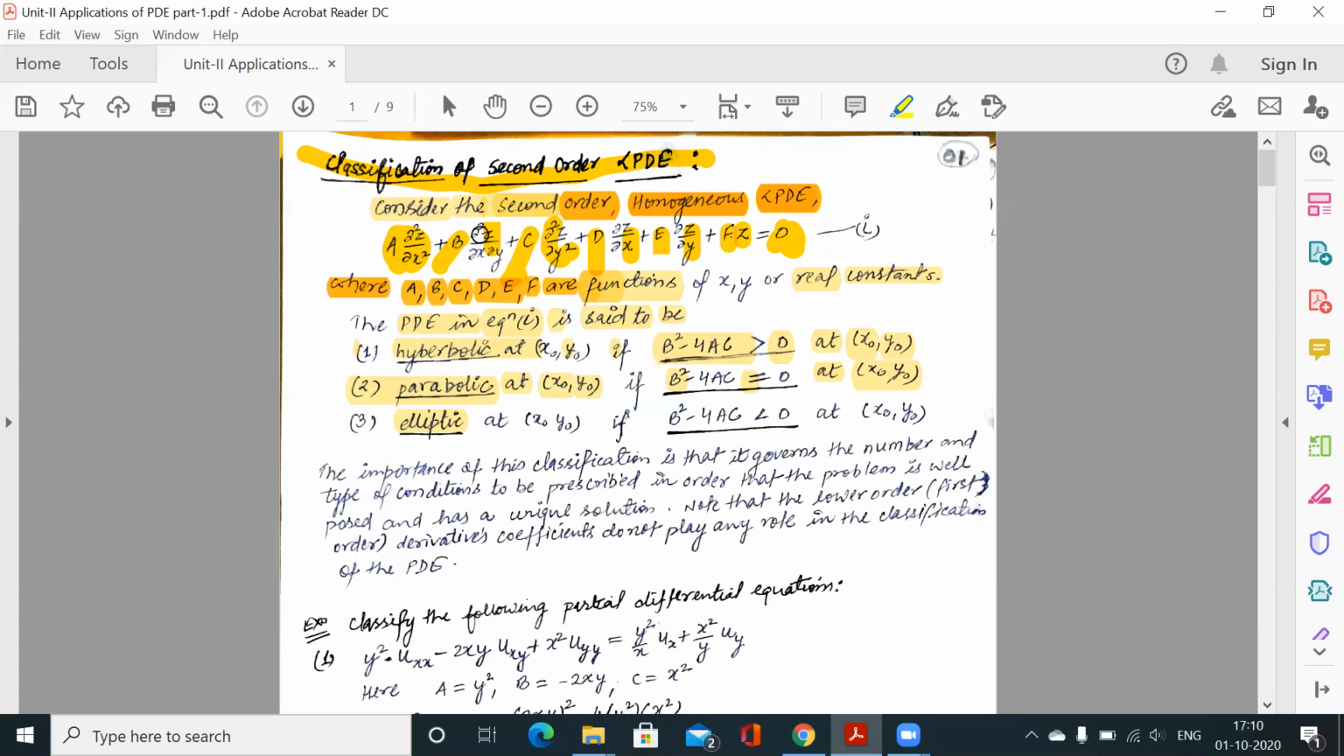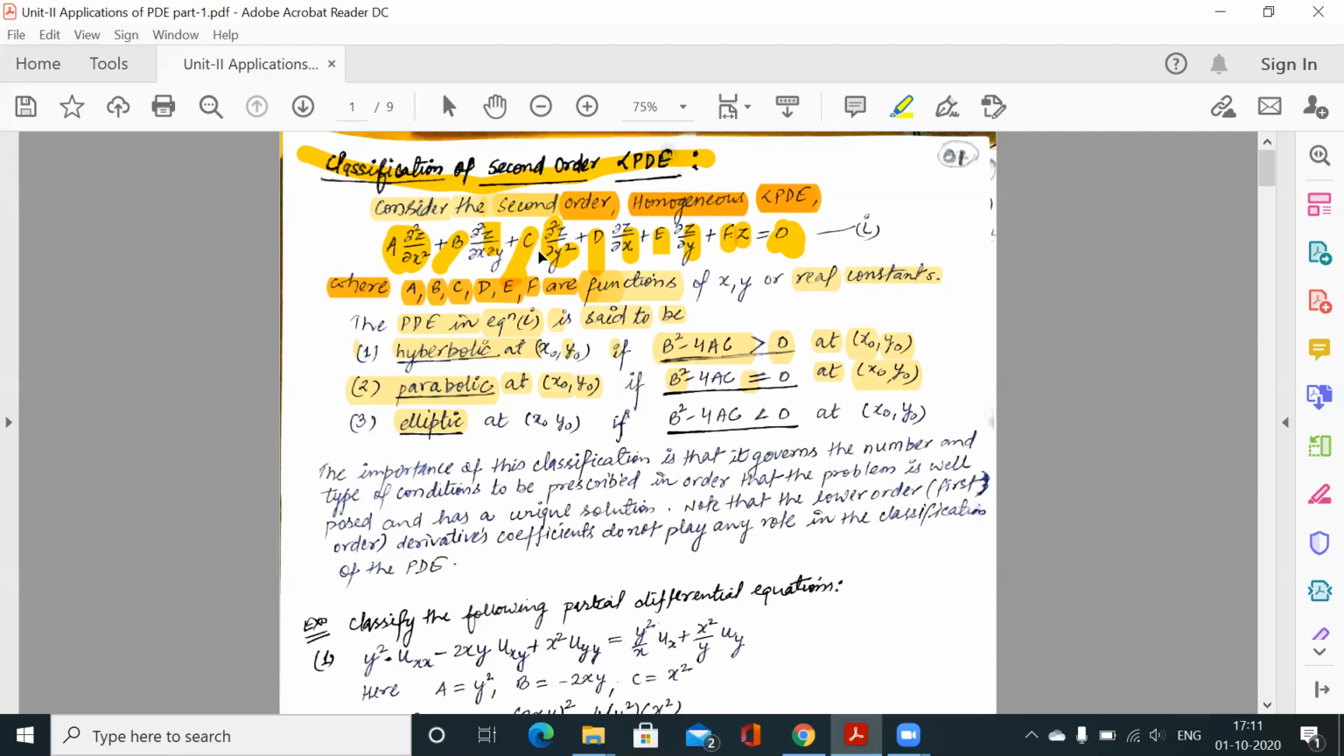B is the coefficient of the mixed second order derivative, del 2 z over del x del y. We can interchange A and C, but not B. B is fixed, the coefficient of the second order derivative del 2 z over del x del y. A is del 2 z over del x square or del 2 z over del y square. In that case, C is del 2 z over del x square.